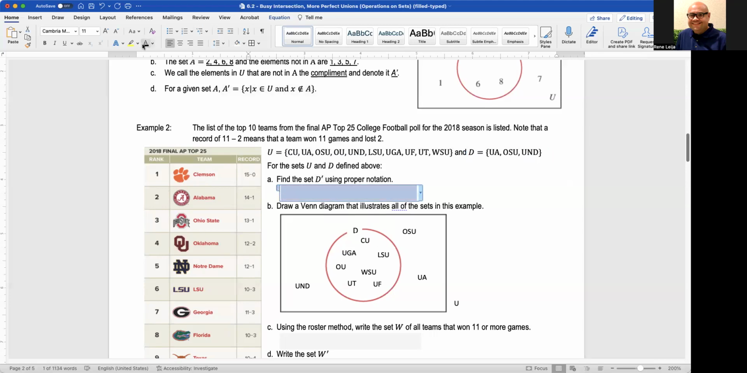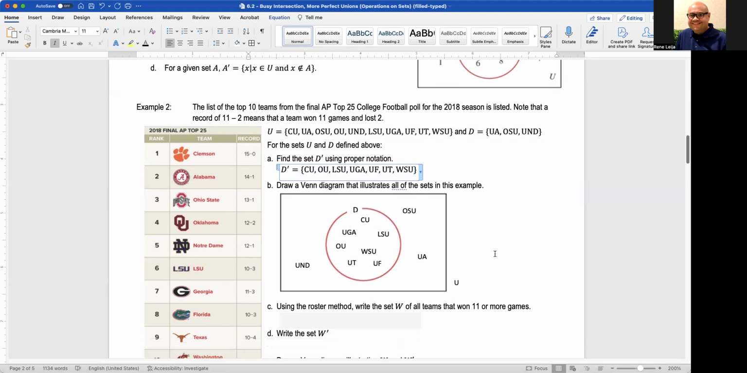Find the set D prime using proper notation. So D prime, this is D. Now notice that D is also inside of my universal set. They want D prime. So out of this universal set, I want all the universities that are not in D. Okay, you can pause the video so that you can write this out on your own. This is what you should have gotten. D prime are these universities.